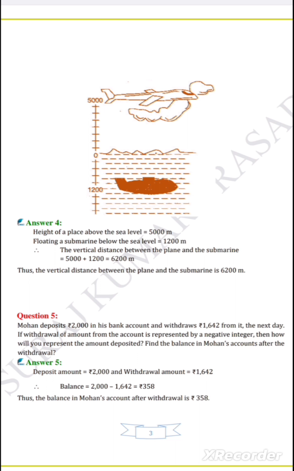As we know, if the withdrawal amount is represented by a negative number, then the deposited amount should be represented by a positive integer. As asked in this question, the deposited amount is 2000 and the withdrawal amount is 1642. Balance is 2000 minus 1642, which is 358 rupees. Thus, the balance in Mohan's account after withdrawal is 358 rupees.